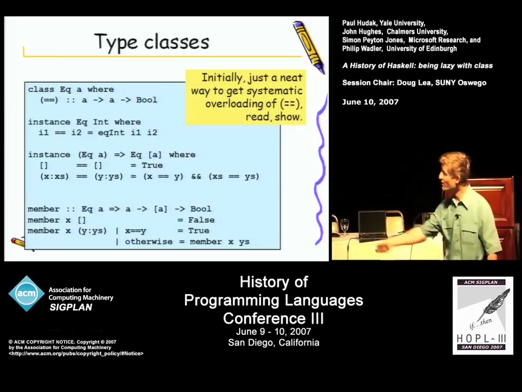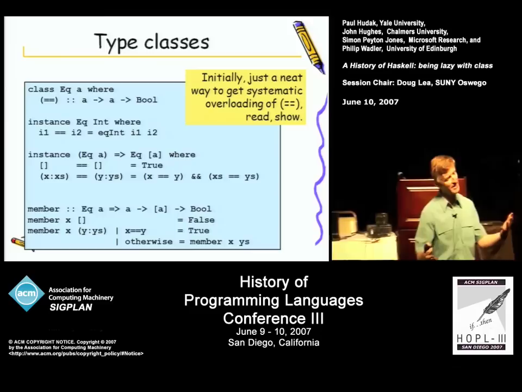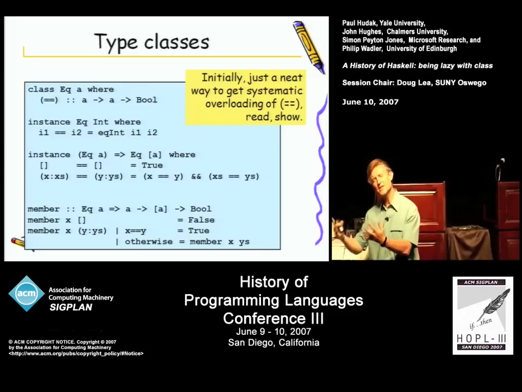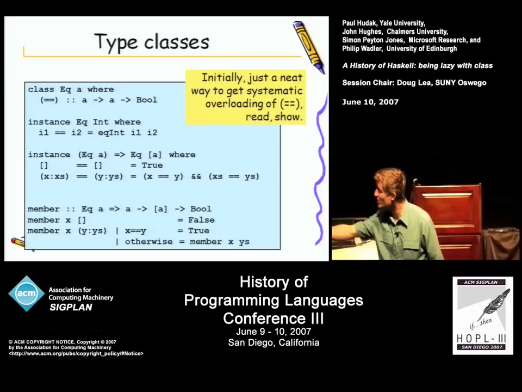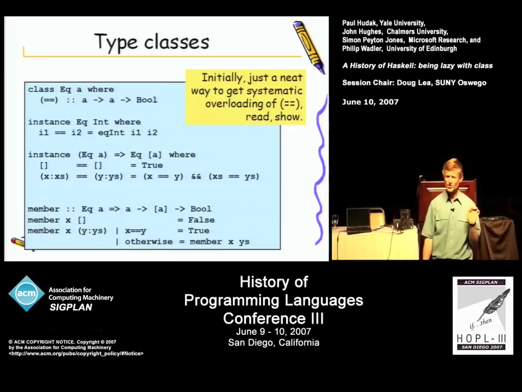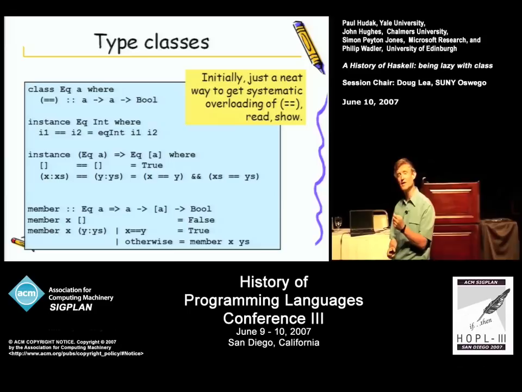And then functions which might want to use equality, like a function member which says, is this element a member of this list, will have as part of its type something that says: for all A that lie in the class Eq, A to list of A to Bool. And why does it need to lie in class Eq? Because it uses the equality operator, down here in this equals equals bit. Okay. This was introduced initially as a way to deal systematically with things like equality, serialization, read and show, and numerics. Those are the main motivations for introducing this idea.